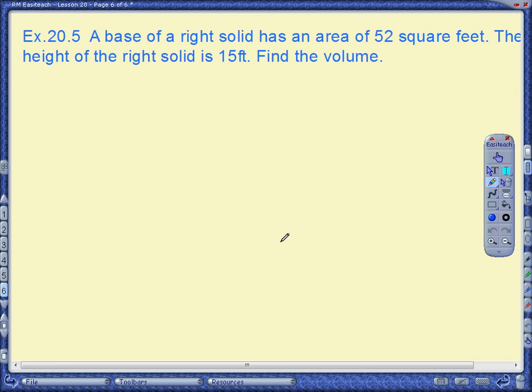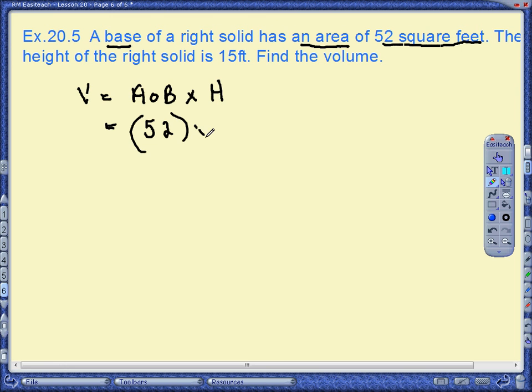And the last one here is really the easiest one of all. There's no shape to look at, but we're told that the base has an area of 52 square feet. So all we have to do is write the formula down, area of the base times the height. We've got the area of the base. We know what it is already. We also know the height. It's 15. And on your calculators, I'll do it here, but if you have your calculator, you can certainly do it on your calculator.